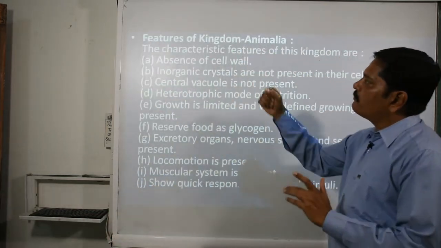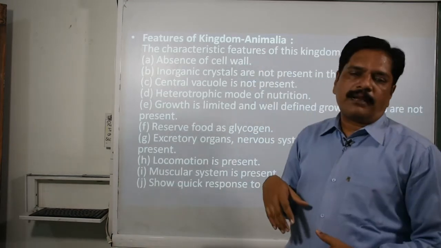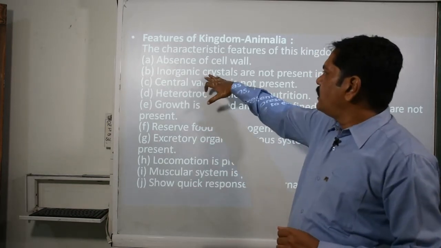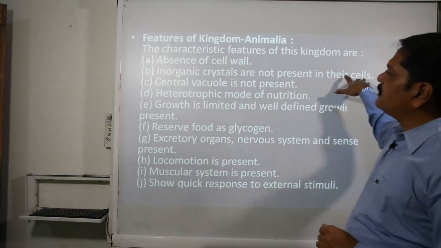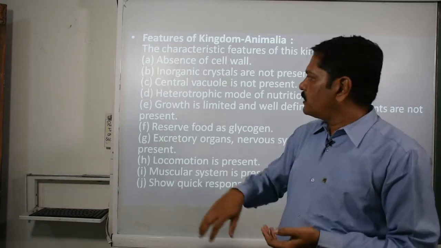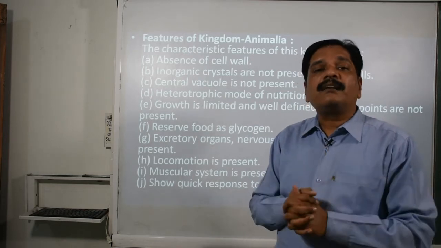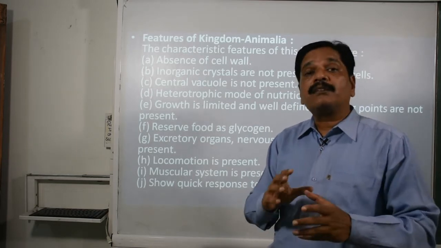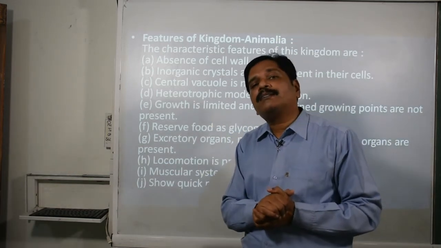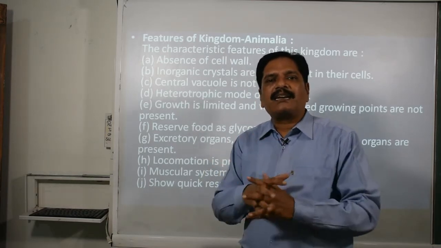Now second, we are going to discuss the features of Animalia, just the opposite. First of all, the cell wall is absent and the outermost covering of the cell is only the cell membrane. Clear? Then inorganic crystals, which were present in the plant cell, are not present in their cells. The central vacuole is not present, so that's why a central nucleus is present. This is one of the basic differences between the animal cell and the plant cell: in the plant cell the nucleus is peripheral, while in the animal cell the nucleus is central in nature.